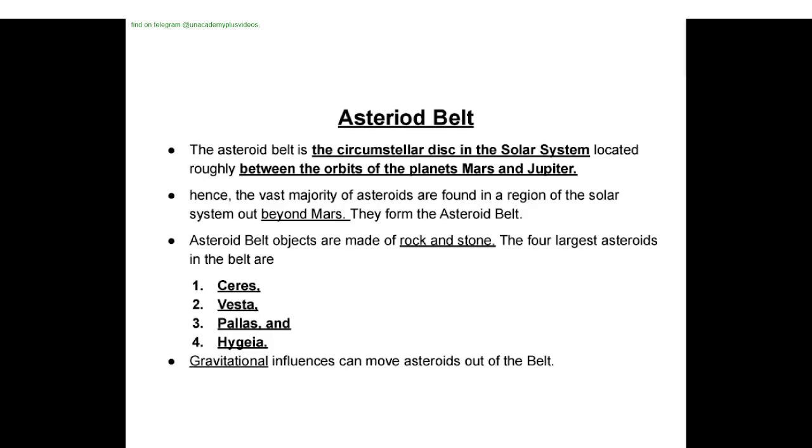Asteroid belt. The asteroid belt is the circumstellar disk in the solar system located roughly between the orbits of the planets Mars and Jupiter. Hence, the vast majority are found in a region of the solar system out beyond Mars. They form the asteroid belt. The asteroid belt objects are made of rock and stone. The four largest asteroids in the belt are Ceres, Vesta, Pallas, and Hygiea. Gravitational influences can move asteroids out of the belt.